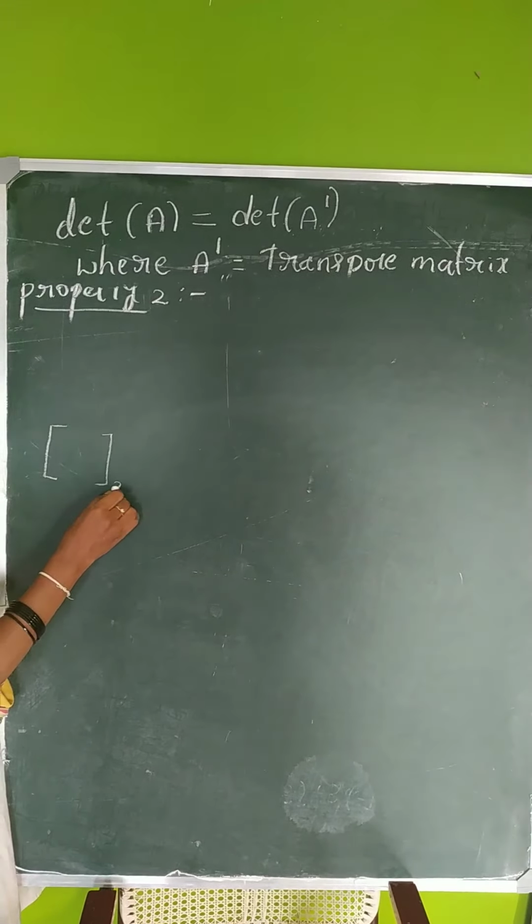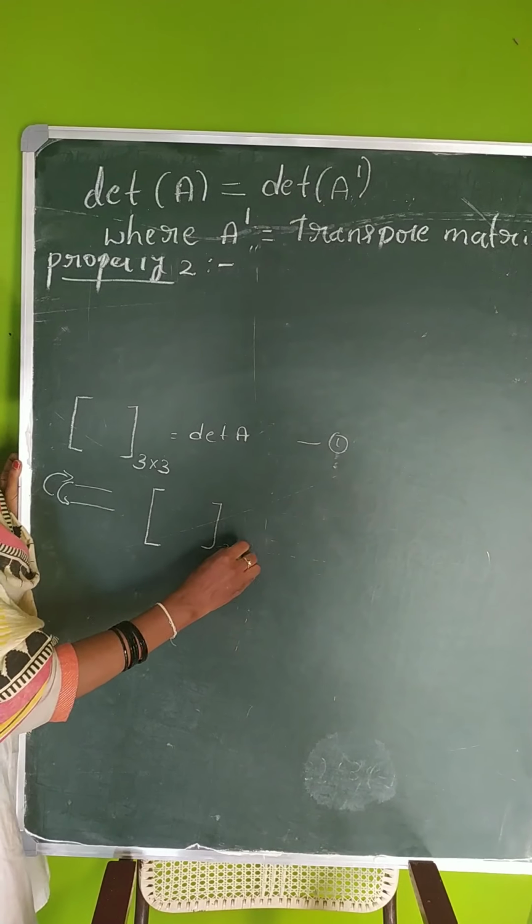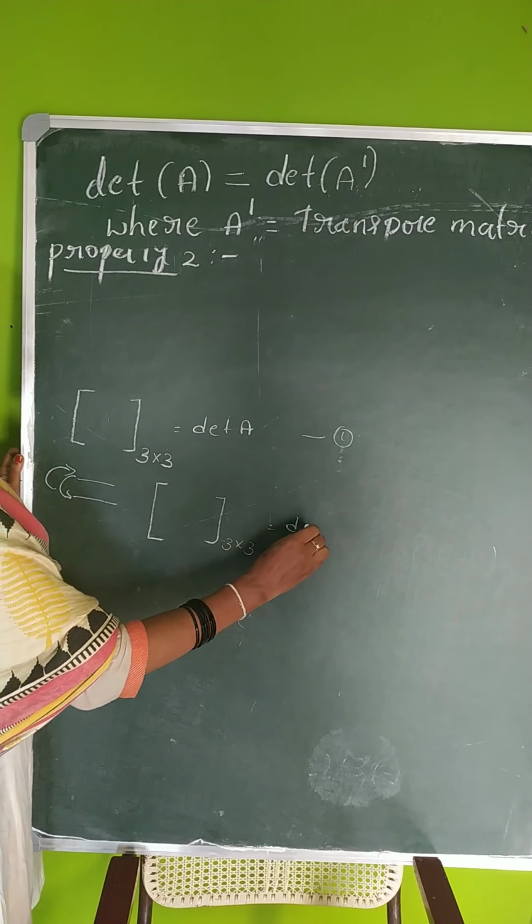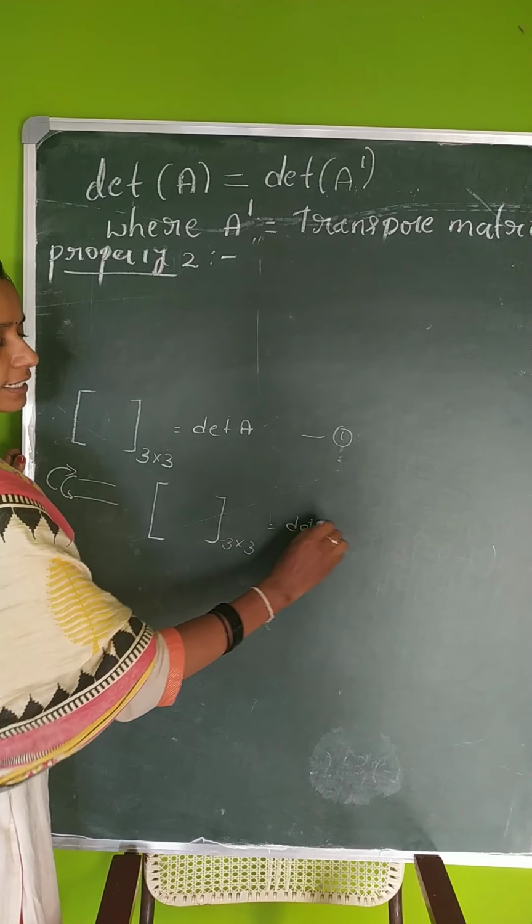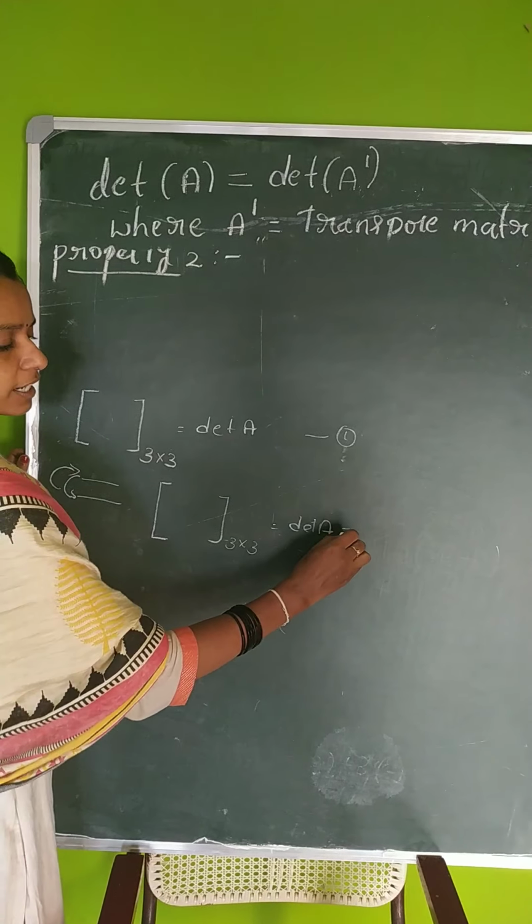Next, for the same 3 cross 3 matrix, you interchange two rows or two columns. That means the first row becomes the second row and the second row becomes the first row. Then for that 3 cross 3 matrix, you find the determinant. In that determinant, you will get the same value, but the sign will be plus or minus.